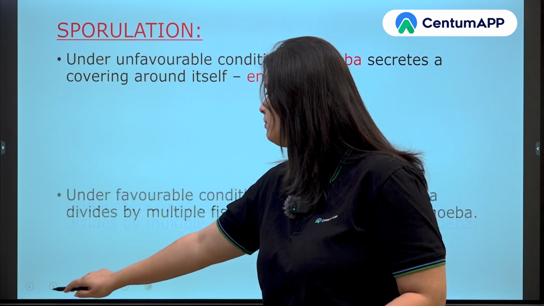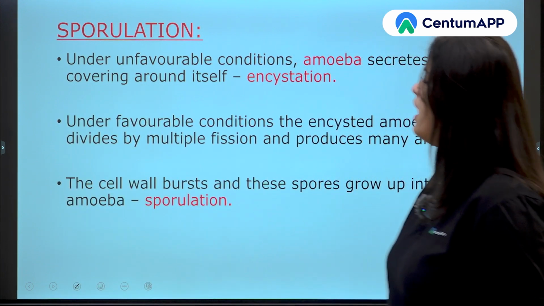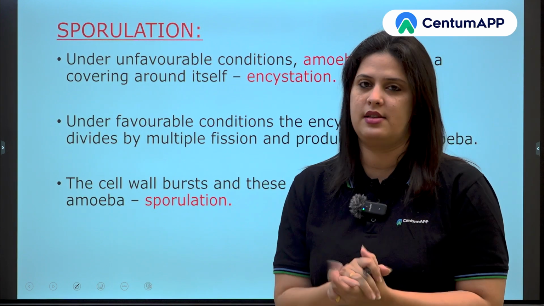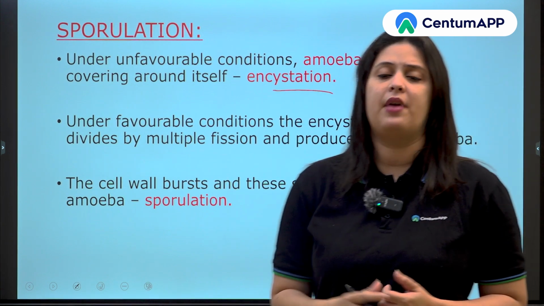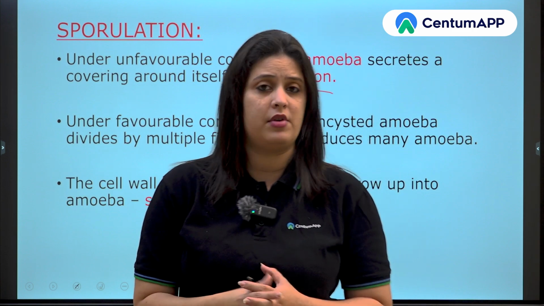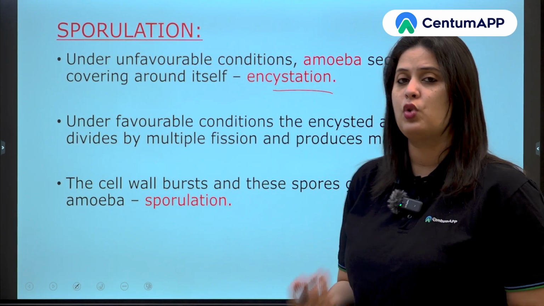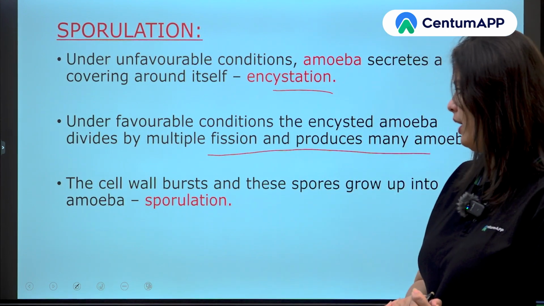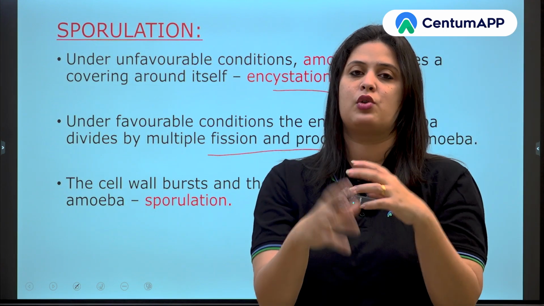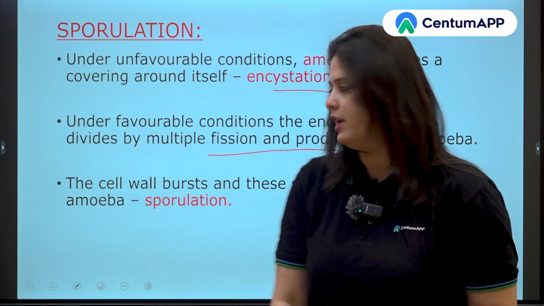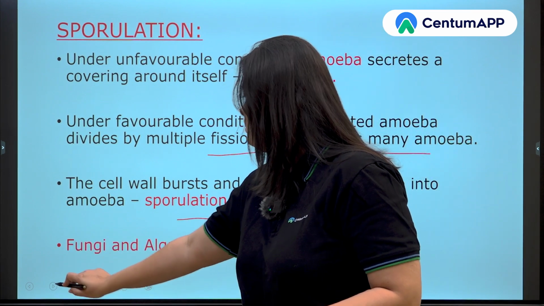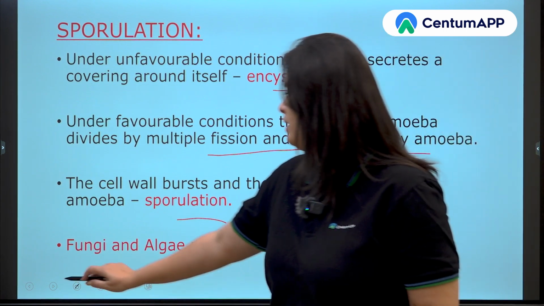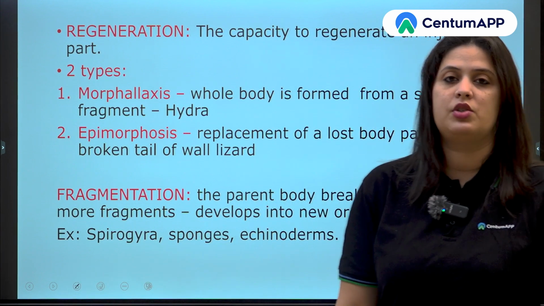Sporulation. So what is sporulation? Under favorable conditions, amoeba secretes a covering around itself. It encysts itself, and this is known as encystation. When conditions are favorable, it breaks open, and the spores again divide by multiple fission, forming many amoebas. The process when the cell breaks open and the spores are released is known as sporulation. Fungi and algae, along with amoeba, also reproduce by sporulation. Then regeneration, which is another mechanism.